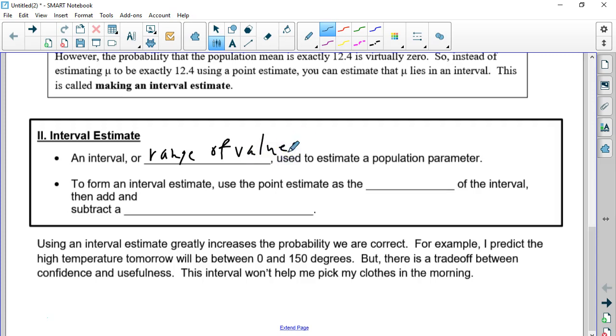Now, to form an interval estimate, use the point estimate as the center, the mean of the interval, and then add and subtract the margin of error. Using an interval estimate greatly increases the probability we're correct. For example, I predict the high temperature tomorrow will be between 0 and 150 degrees. But there's a trade-off between confidence and usefulness. This interval will help me pick my clothes in the morning? It's too large. Okay?